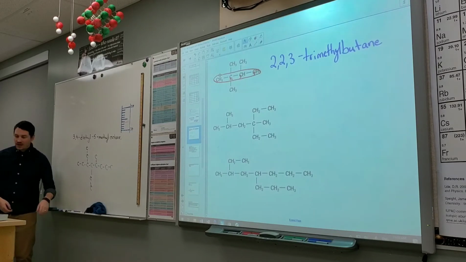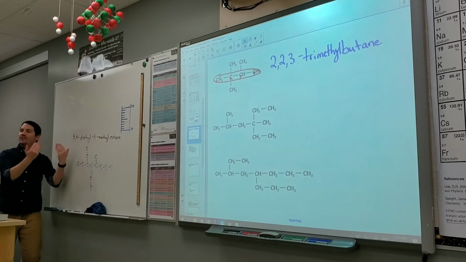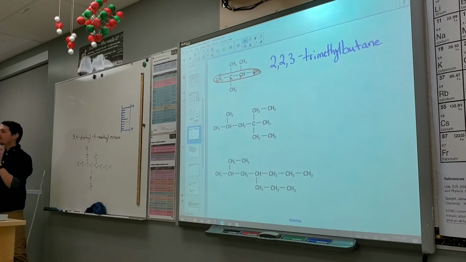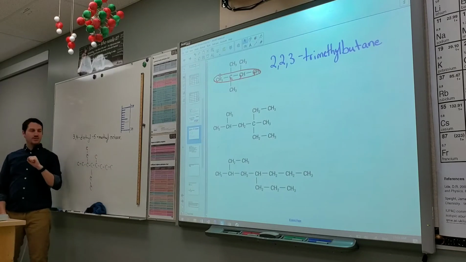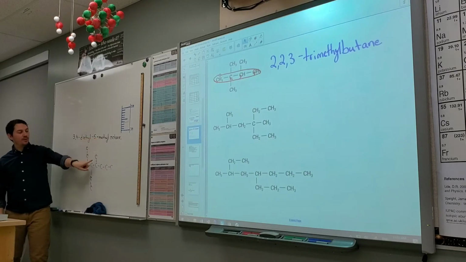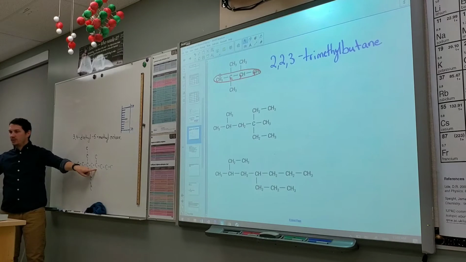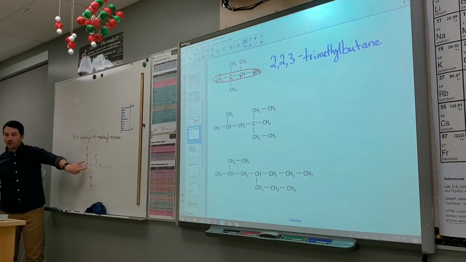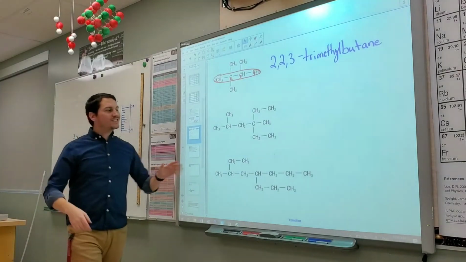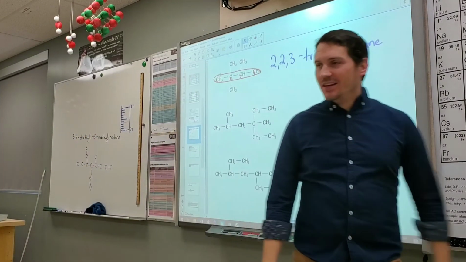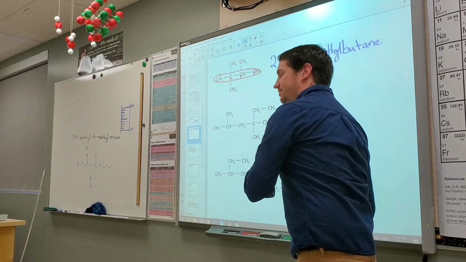The name, if you work back to front, becomes much simpler than working front to back. So it's an octane, 8 carbons. I've got a methyl group at carbon 5, just one of them. I've got 2 ethyl groups, one at 3 and one at 4. So let's look at this now.